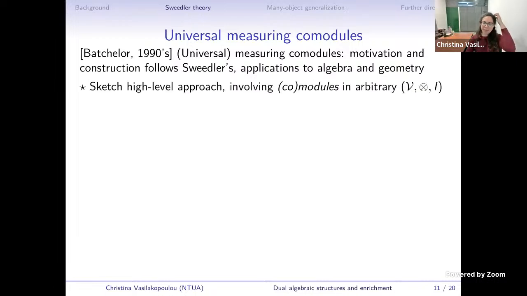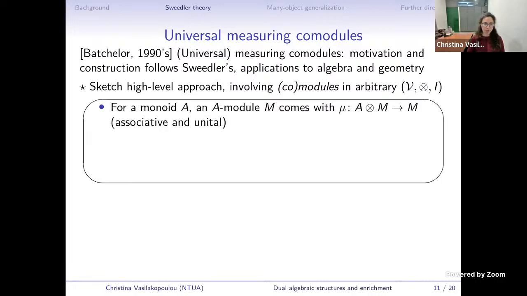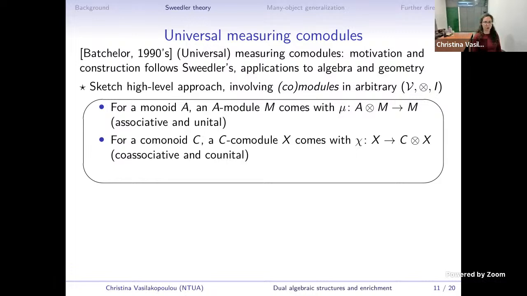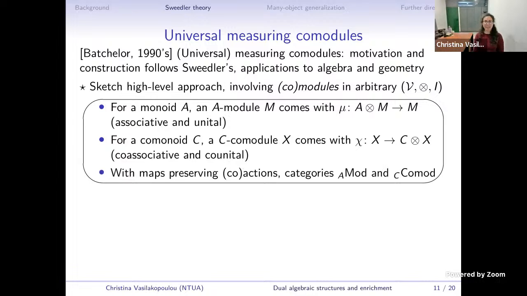So if we want to formally understand what's going on here, we're going to sketch this high-level approach. So for a monoid, for an algebra A, we have a whole bunch of A-modules, which are things that come together with an action from A that is associative and unital. Now for a comonoid C, dually, we have comodules that are objects that come with a coaction, and we can form categories of A-modules and categories of C-comodules with the respective maps that preserve actions and coactions. Great. So these are the categories that are around every time we have a general monoidal category.